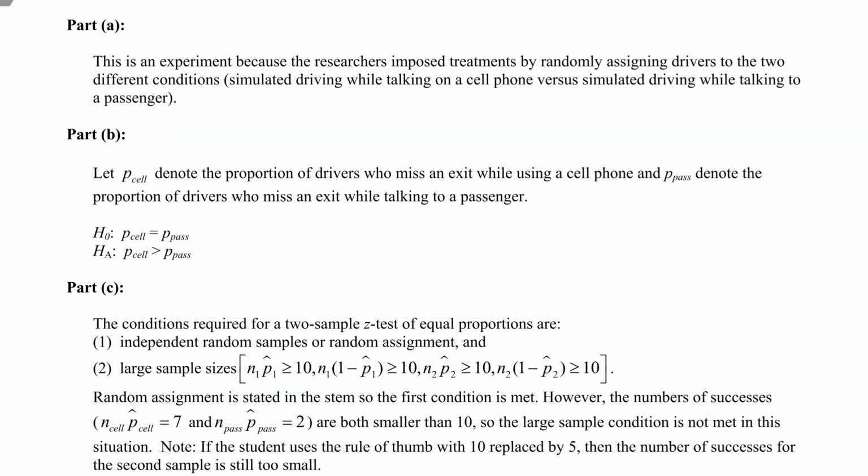We haven't made it to part D yet, but let's take a break to look at the rubric. So A, like we said, experiment because they're randomly assigning drivers to the two different conditions. Perfect. Part B, we see that they've defined P cell as proportion of drivers missing an exit on a cell phone, and P pass, proportion of drivers missing an exit while talking to a passenger. Same as us. We use P1 and P2, but you can use whatever subscripts you want. Great. We're perfect.